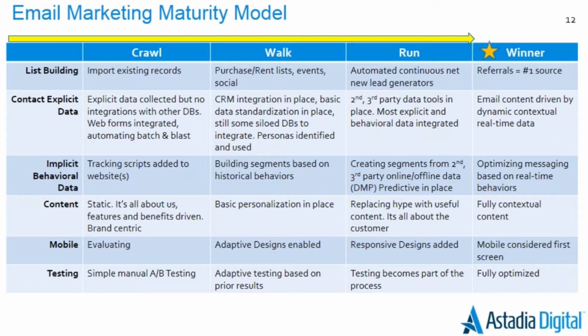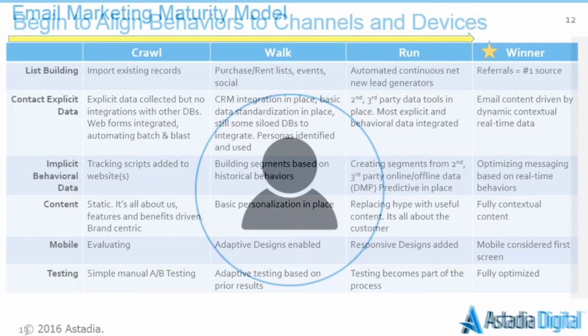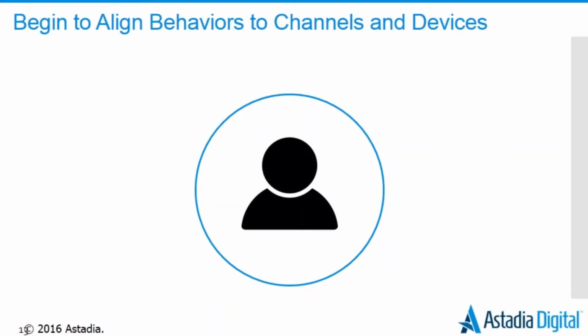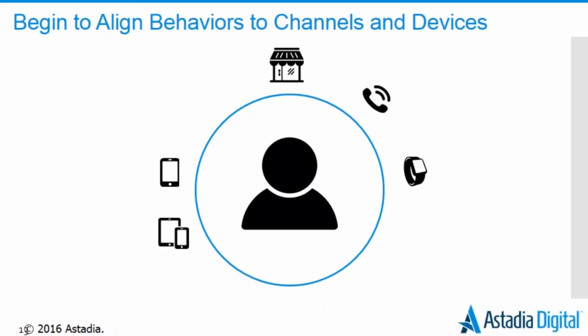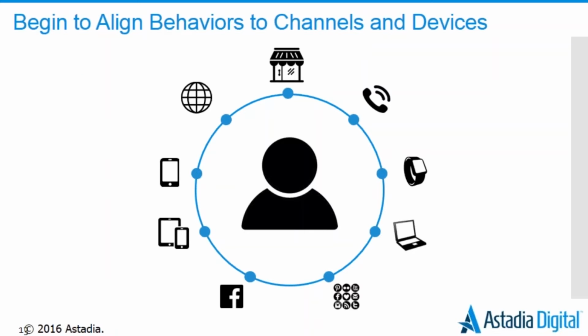So when we begin to align behaviors to channels and devices, in part one of the series we covered this and a few other pieces that we're going to review now. I want to help you understand and align the behaviors to both channels and devices, such as in-store purchases, call centers regarding service requests or questions about specific products or services, mobile applications, web inquiries or responses, laptop and desktop content, social listening, all allowing you to have continuous and cohesive and connected and, more importantly, intelligent conversations.